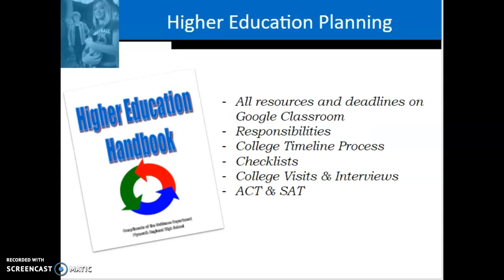The Higher Education Handbook is what we've always used to make sure you have all the information you need in one place. It has deadlines, responsibilities of the student and our responsibilities, the whole timeline, checklists, everything you need. You can still get a hard copy of it in the school counseling office, or it's posted on the school counseling website. It's also attached to an email. We'll get it to you one way or the other. This year, we'll also have a Google Classroom for every kid to be signed up on so that you don't miss any deadlines and all the resources are in one spot, easily accessible for you.